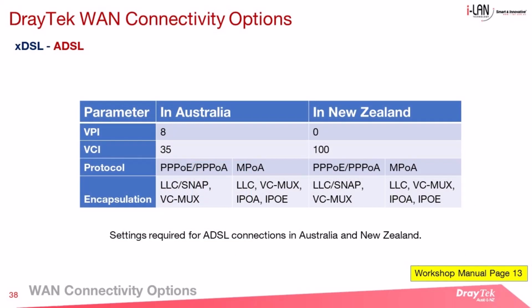This table shows the different settings required in Australia and New Zealand. In Australia, VPI is usually 8 and VCI 35. Protocols can vary, but it's usually one of those two. And encapsulation, I think, mostly is LLC Snap, but occasionally VC Mux.